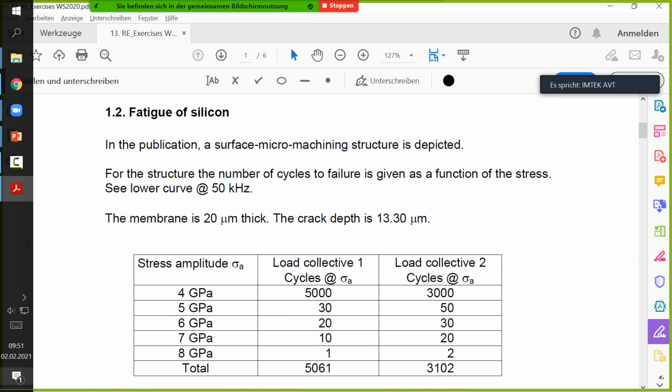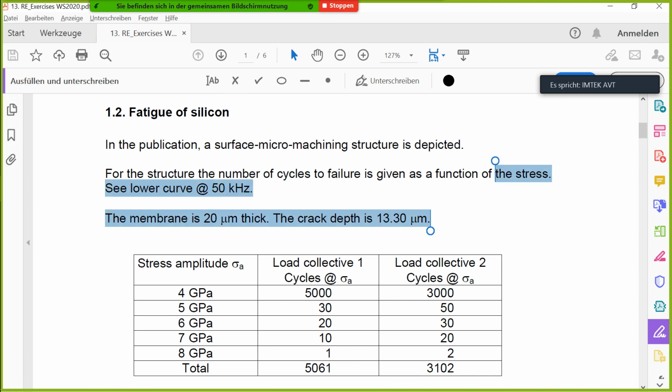In fact, it's not a curve, it's a table. There is one thing I think I forgot to include. Of course, what you need is a curve which gives the number of cycles to failure on the x-axis and the stress amplitude on the y-axis. So in fact, a Basquin curve.